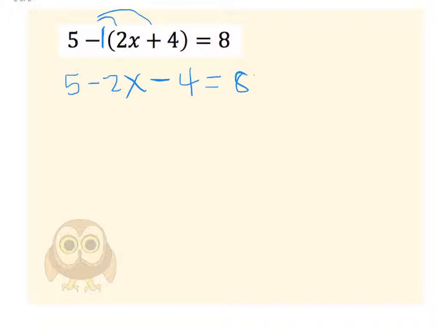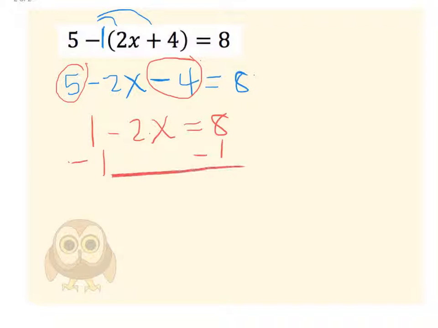Now I can combine like terms. So this 5 and this minus 4 can go together. So that leaves me with 1 minus 2x is equal to 8. Now this is a two-step equation, which means there's 2 more steps to solve. That 1 is a positive 1, so I need to take away 1 from both sides. I'm left with negative 2x is equal to 7.